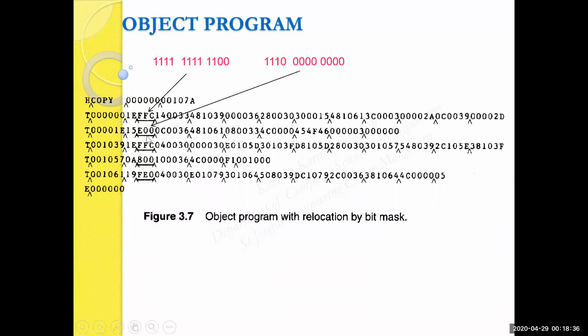Now coming to the second text record, the bit mask is E00 and the expansion is E is 1110 followed by all zeros. So the first relocation bit is 1. The first object code, 0C0036, has to be modified because the relocation bit here is 1. Likewise, the second object code is 481061. Again, the bit here is 1, so the instruction will have to be modified. And the third one is 080033. Again, the bit here is 1, so the instruction will require modification.